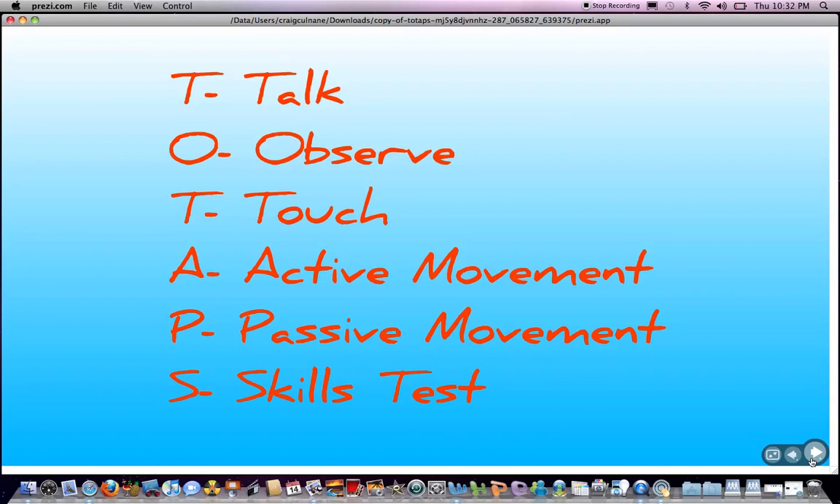TOTAPS: talk, observe, touch, active movement, passive movement, skills test.